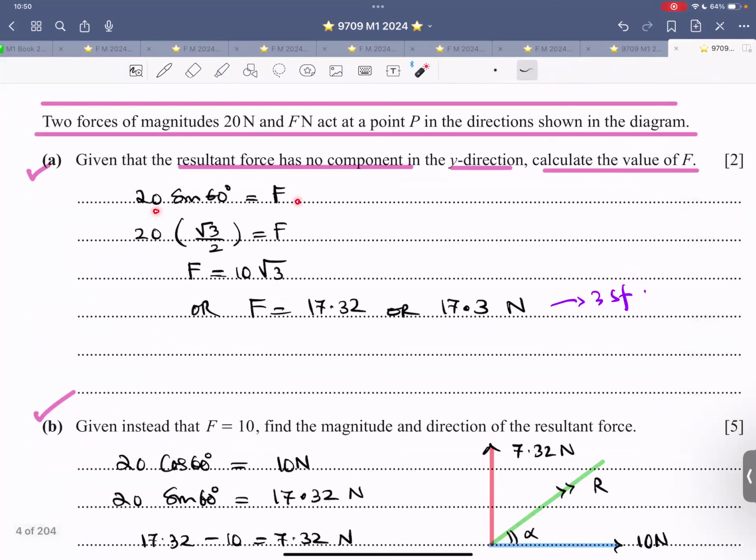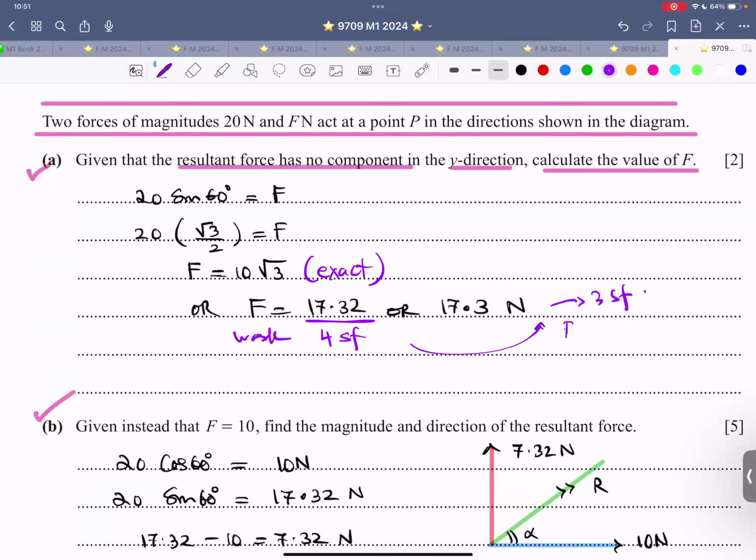So F is equal to 20 sine 60. I have used the exact value. This is the answer in the exact form. If you want to give it in the exact form, or if you want to work in decimals, work in 4 significant figures so that the final answer is given correct to 3 significant figures. So part A is done.